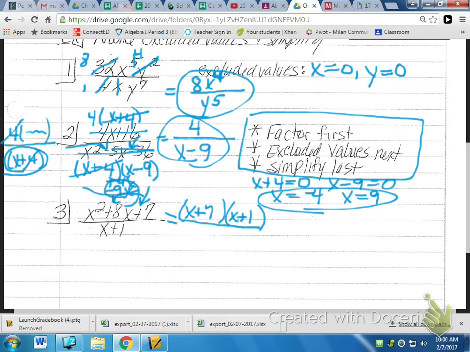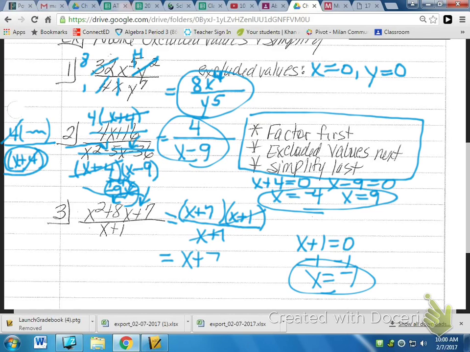And then my denominator does not factor, x plus 1. Okay, now you do the excluded values. So I take the denominator, x plus 1, and set it equal to 0. Subtract 1, x is negative 1. That's my excluded value. Can anything cancel? The x plus 1 and the x plus 1. So my simplified answer would be x, whoops, that's not an x, that's an 8. X plus 7. X plus 7 is your simplified answer. X equals negative 1 is your excluded value.